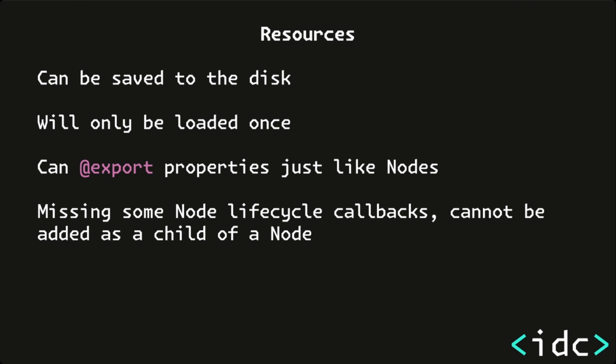Almost everything in Godot is either a node or a resource. Now, what separates resources from nodes is they can easily be saved to the disk, so they can be serialized and deserialized very easily. They'll only be loaded once, so if you attempt to load it again, it'll actually just be creating a reference to the initially loaded resource, the same instance, which is really nice to have. You can almost think of it like a singleton pattern. They can contain export properties, just like nodes, but they're missing some node lifecycle callbacks. For instance, they don't get called ready like nodes are, and they can't be added as a child of a node.